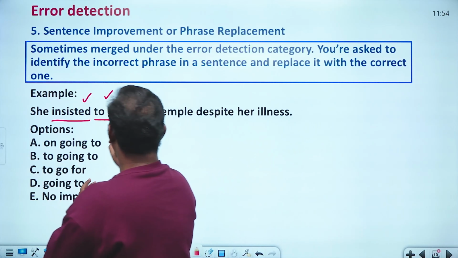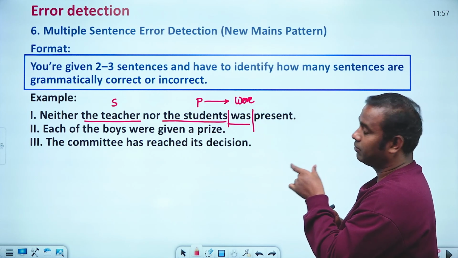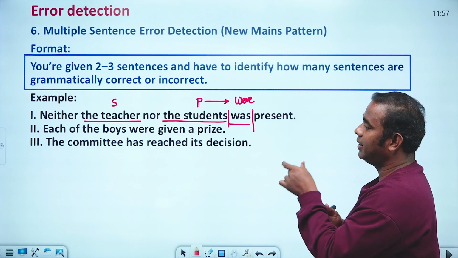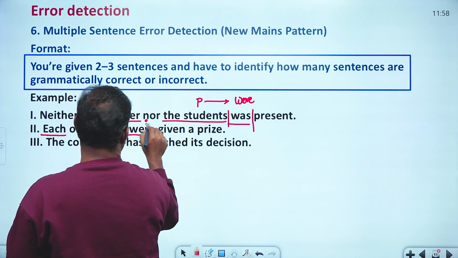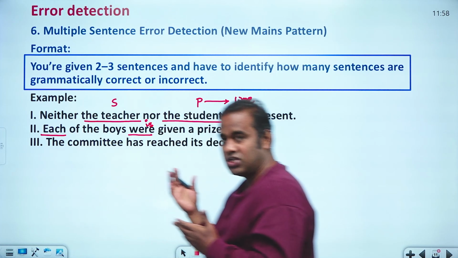Each of the boys were given a present. Each of the boys was given; "were" will not come. Instead of "were", each of the boys is given a present. So that at least should be there.